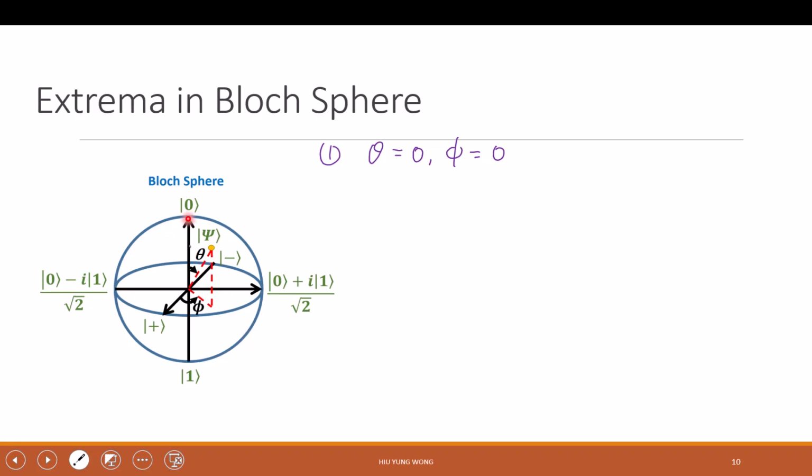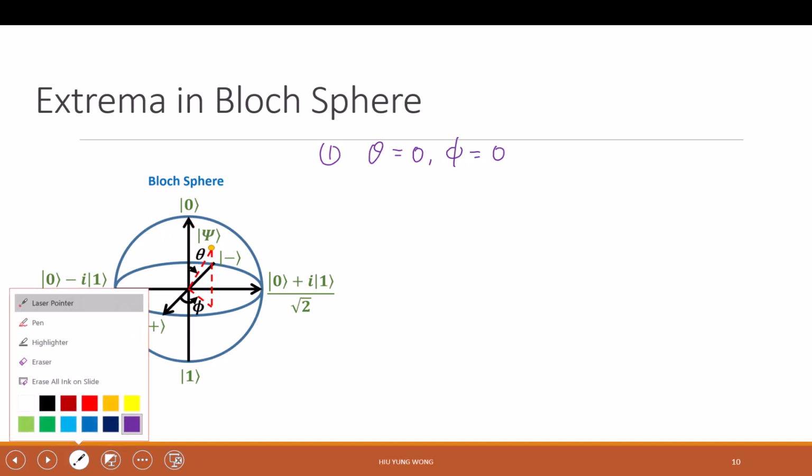Top. Because theta is 0, you have 0 angle from the North Pole, right? So you must be at this point. And then your phi equals 0, just think how far it is away from this axis, but it really doesn't matter. Because you are at the North Pole, even if you keep turning, remember you are just a point. You are not a human that can face a certain direction. You are just a point. No matter how you turn, you are still the same state. Right? So this should be 0.